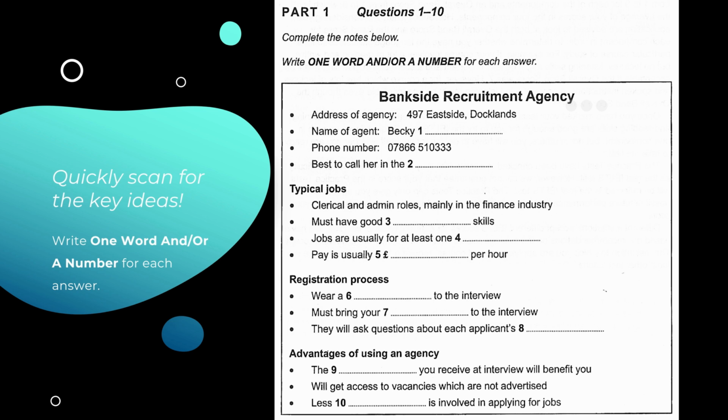Hello, William. This is Amber. You said to phone if I wanted to get more information about the job agency you mentioned. Is now a good time? Hi, Amber. Yes, fine. So the agency I was talking about is called Bankside. They're based in Docklands. I can tell you the address now, 497 East Side. OK, thanks. So is there anyone in particular I should speak to there? The agent I always deal with is called Becky Jameson. Let me write that down. Becky Jameson.